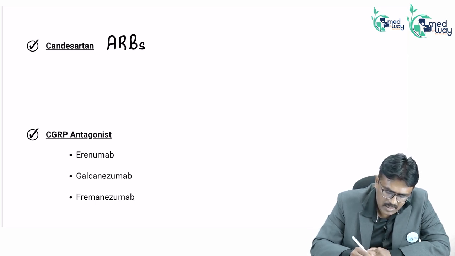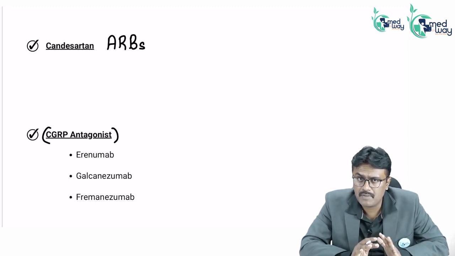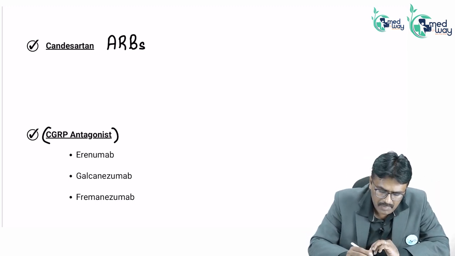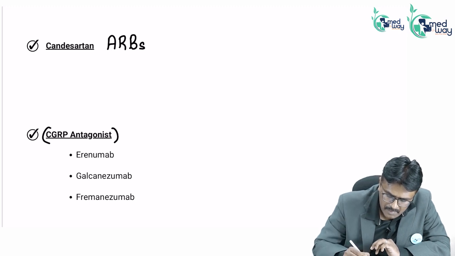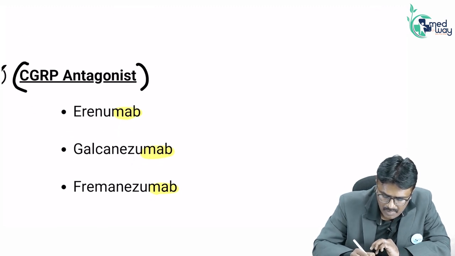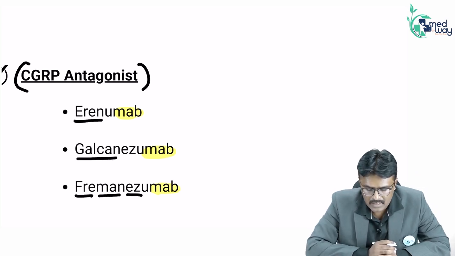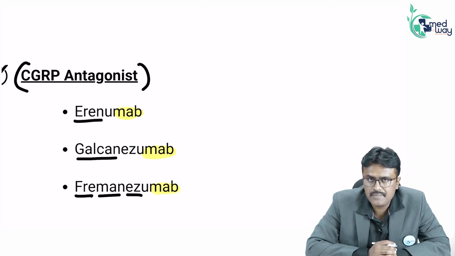Then CGRP antagonists. I told you that in an attack we also use these, but in prophylaxis we use them too. And remember, the drugs used in prophylaxis end with mabs. They are monoclonal antibodies. The names are erenumab, galcanezumab and fremanezumab. Sir, how do I remember these drugs?